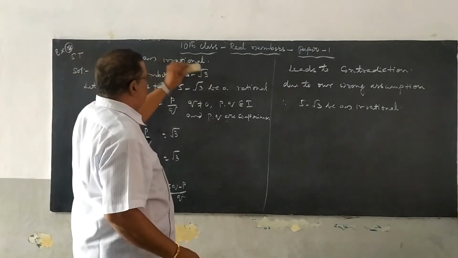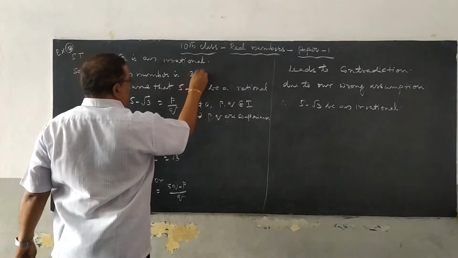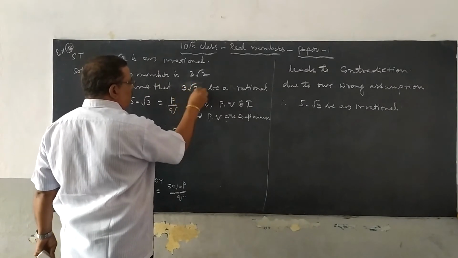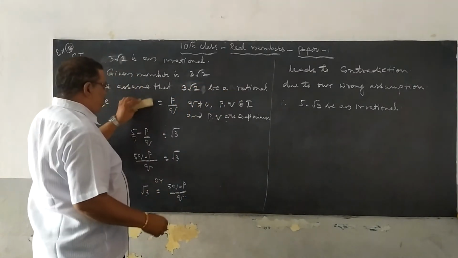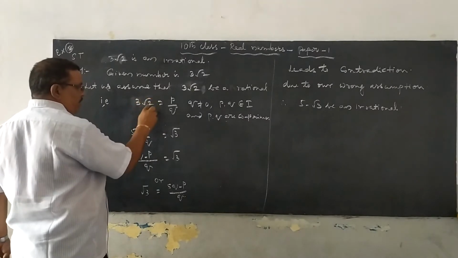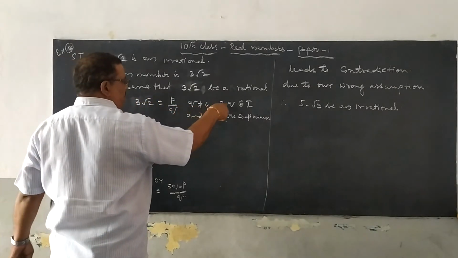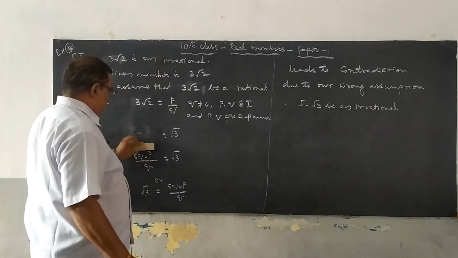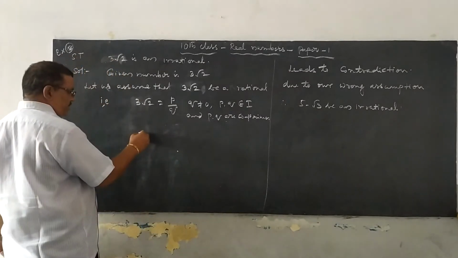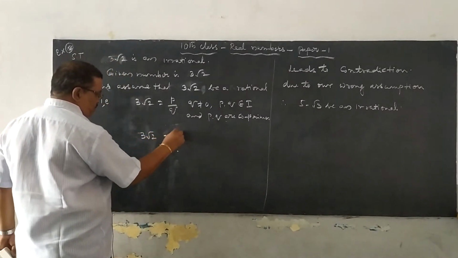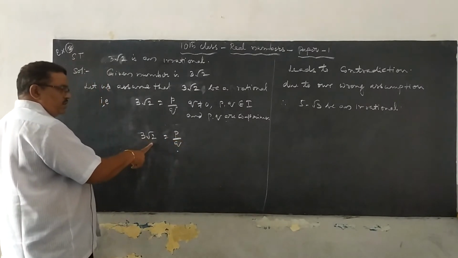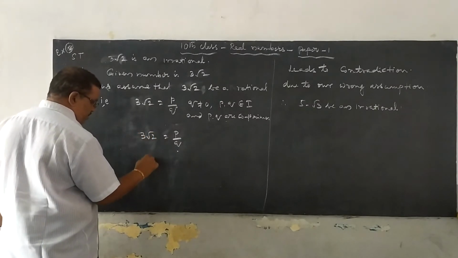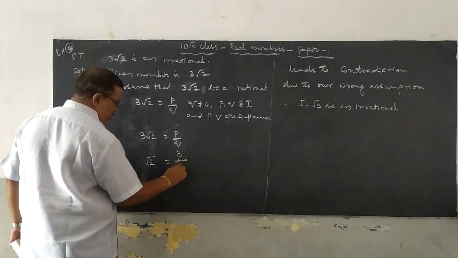So for the given number, we have to write 3 root 2. Let us assume 3 root 2 be a rational. According to the definition, 3 root 2 is equal to p by q, q not equal to 0, p, q belong to the set of integers and p, q are co-primes. Keep root 2 in the LHS only, transpose 3 to the RHS, then root 2 is equal to p by 3q.